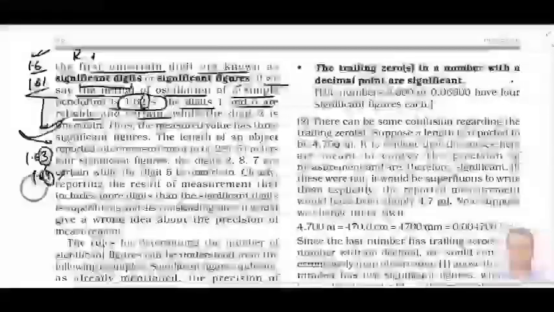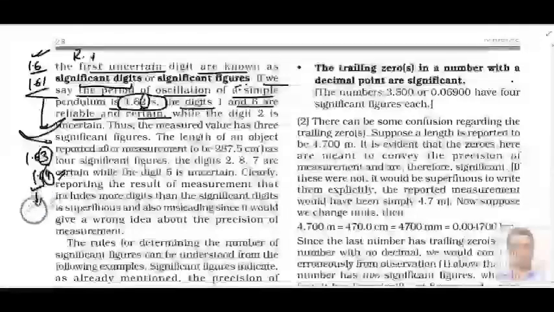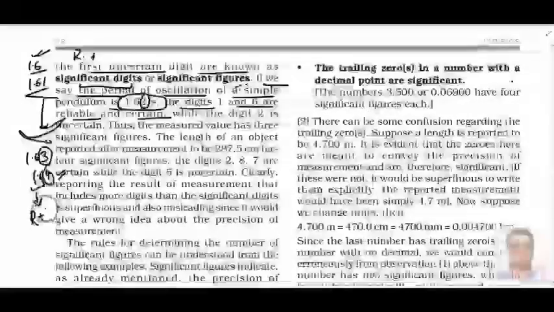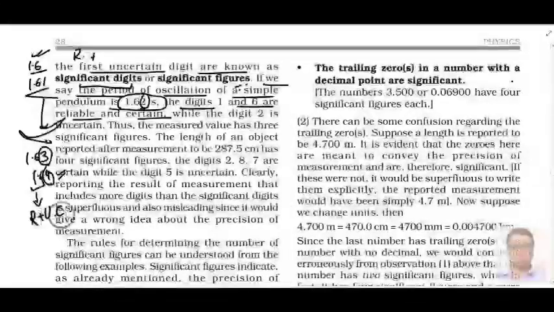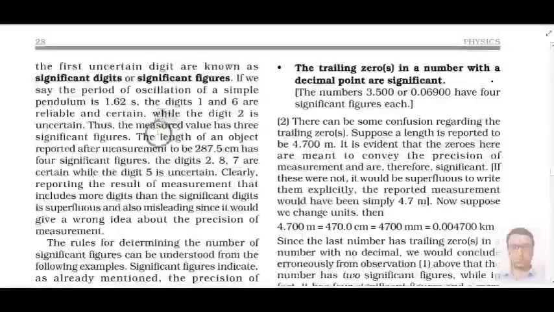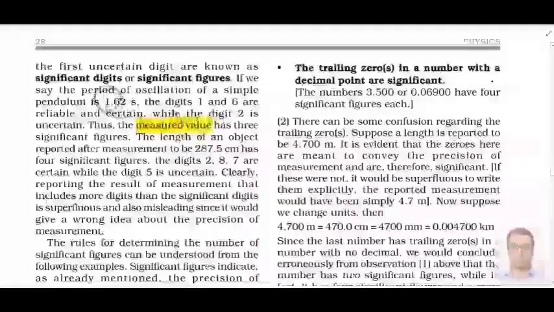These two digits, 1.6, are called reliable digits, and the last one is called the uncertain digit, but together they are called significant digits. So this measured value, 1.62 second, has three significant figures. One more example is given here.